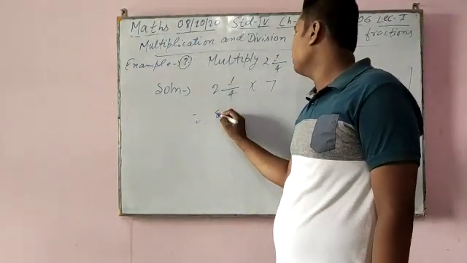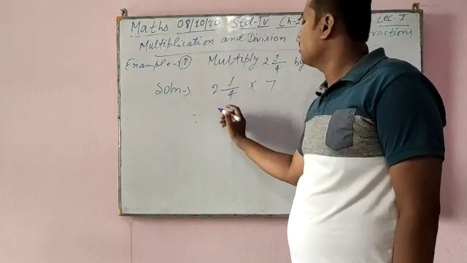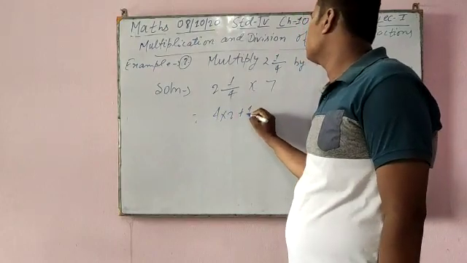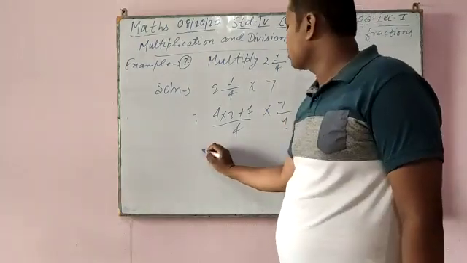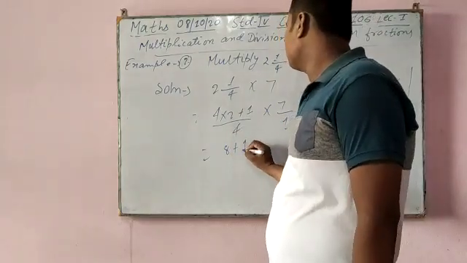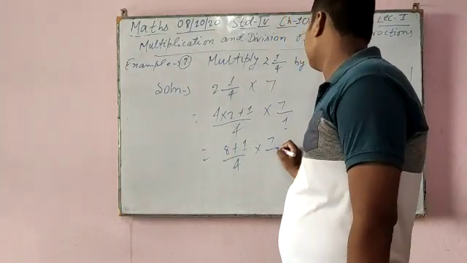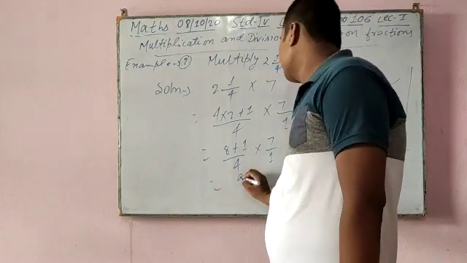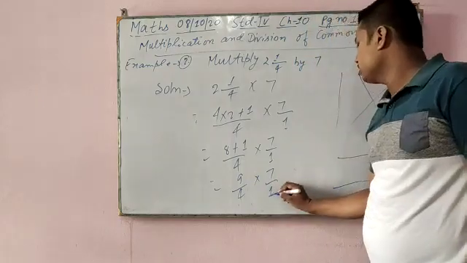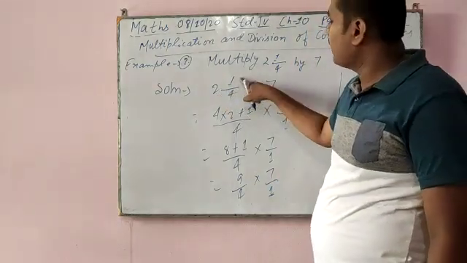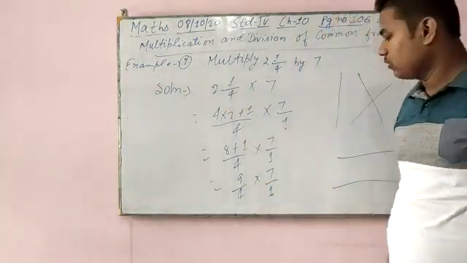See, 4 into 2 is 8, just do like that. 4 into 2 plus 1 by 4 into 7 by 1 we can write. See, 4 into 2 is 8 plus 1, 9 by 4 into 7 by 1. Okay. Multiply this to this and add it, and whatever denominator is there we can write.